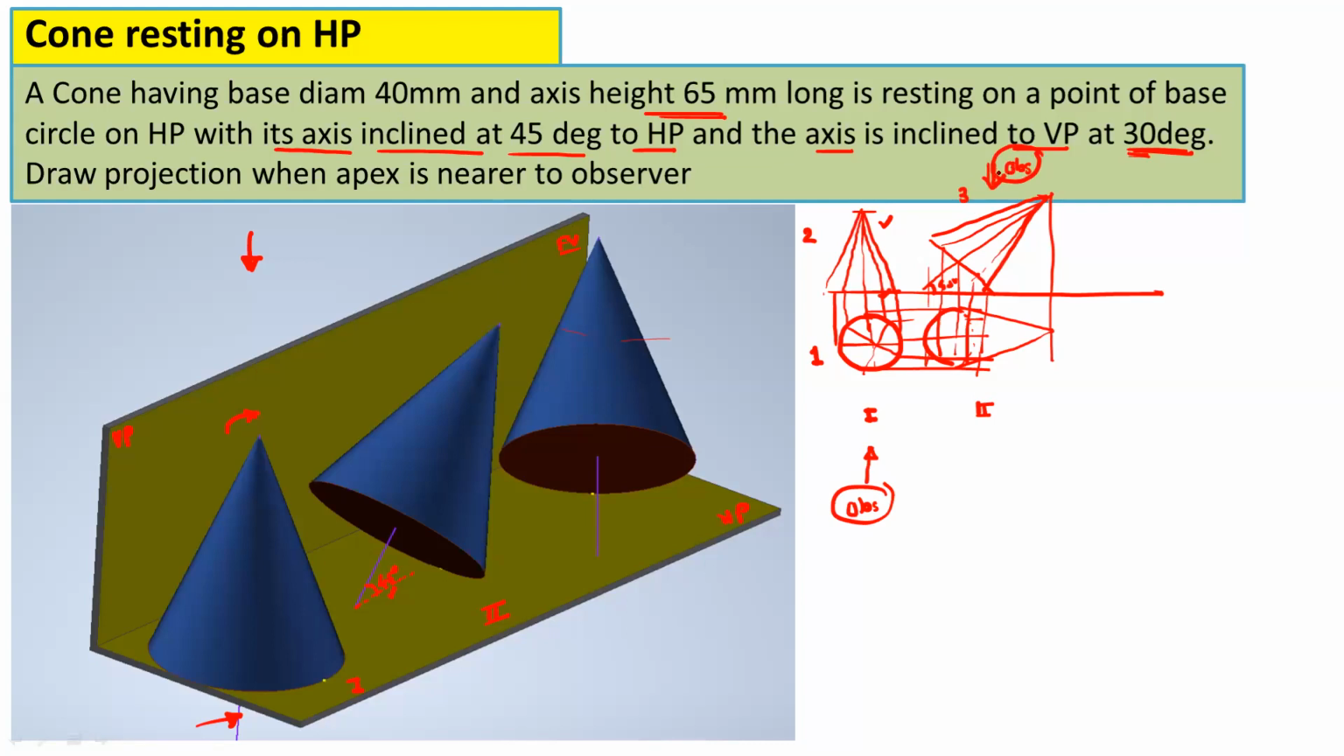Okay, so from the observer side, the edges or the sides which are nearer to the observer, they will be visible, and the remaining part, it will be hidden. So you can observe here, this portion of the base circle, it is hidden in the top view. Okay, so I have represented this by dotted line. So let us see how to draw this on a drawing paper.